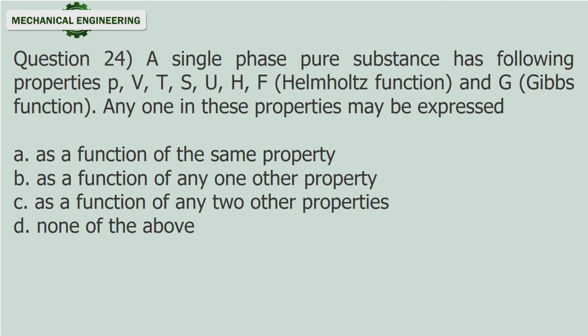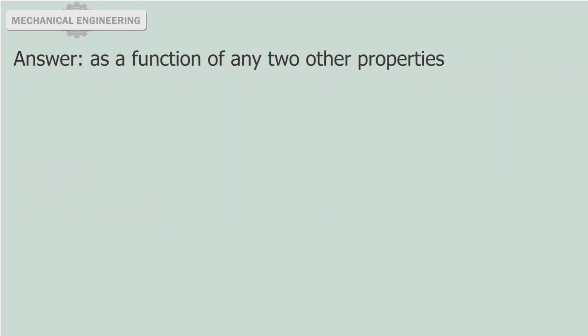Question 24. A single phase pure substance has following properties: P, V, T, S, U, H, F Helmholtz function and G Gibbs function. Any one of these properties may be expressed: A. As a function of the same property. B. As a function of any one other property. C. As a function of any two other properties. D. None of the above. Answer: as a function of any two other properties.